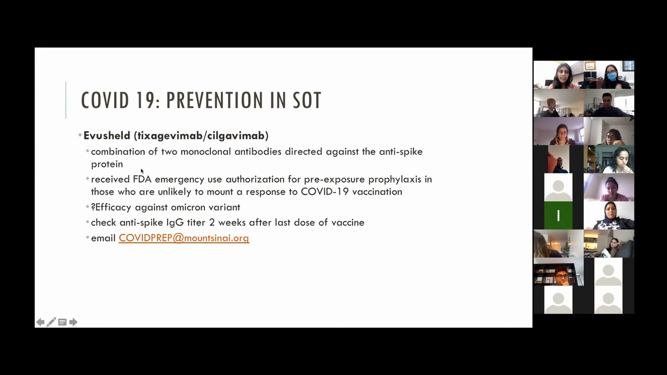And what we recommend to see if you qualify is, after your last vaccine dose, to check an anti-spike IgG, and if it's negative, and you have no evidence of antibody, then you can email covidprep@mountsinai.org. There's a REDCap link that you can fill out for your patient, and then they will be considered for Evusheld.